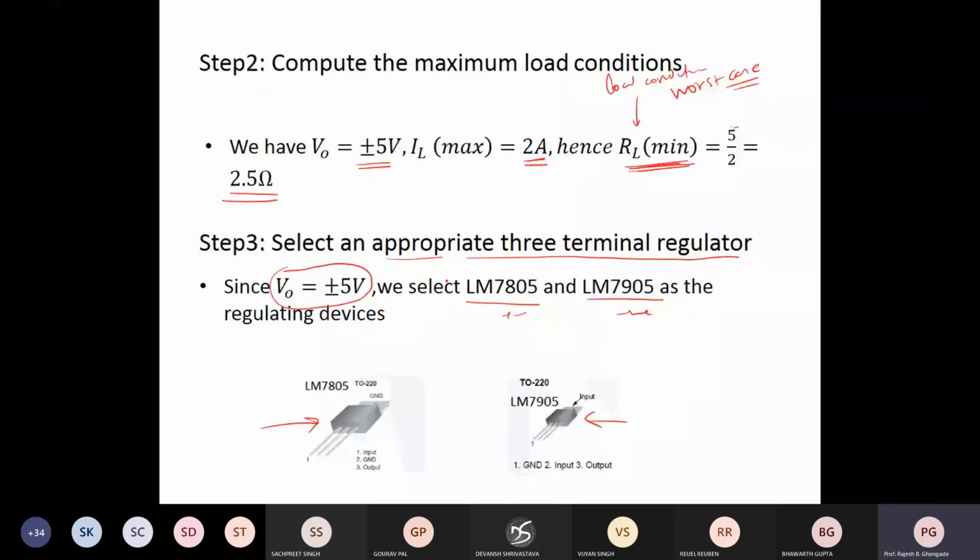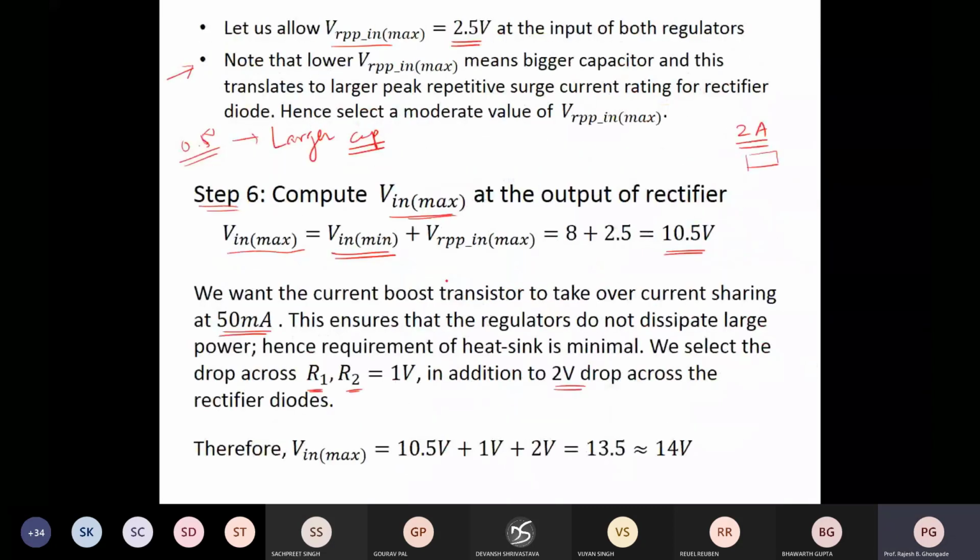So all in all, what I want to find out is what should be the output of the transformer. That's all. Therefore, V in max comes out to be 10.5 plus this 1 volt drop across R1 or R2, plus 2 volts across the rectifier diodes, which comes to 13.5. I will round it off to 14 volts. So this should be the output voltage of the transformer.